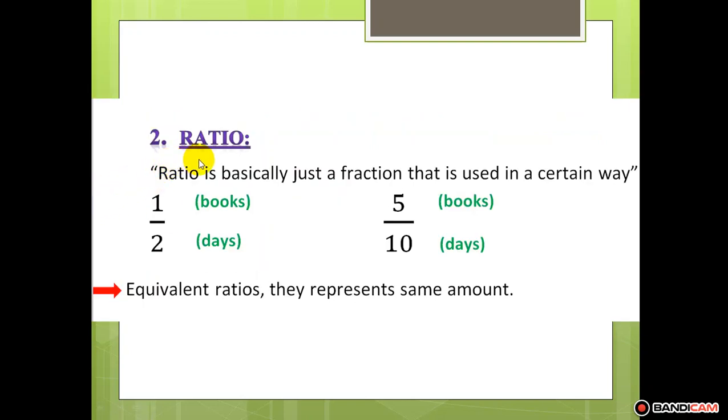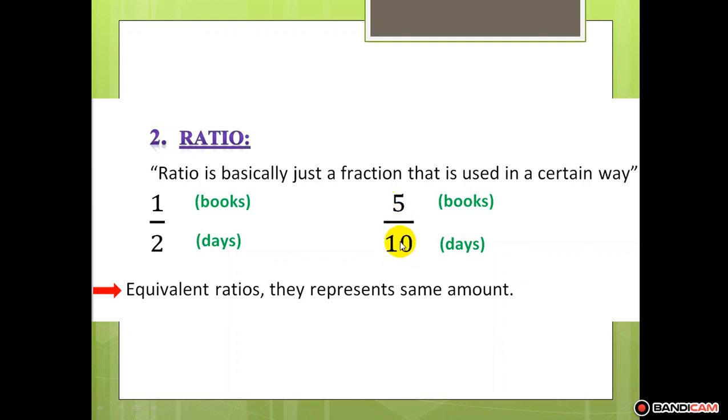Now ratio. Before introducing the proportion, ratio is very necessary. Ratio is basically just a fraction that is used in a certain way. For example, let's take an example in our class: if one boy reads a book in 2 days, then the ratio of books to days will be 1 by 2. Okay, this is a ratio. And take another boy's example that reads 5 books in 10 days.